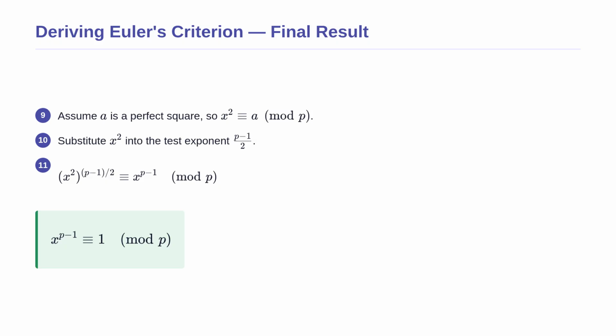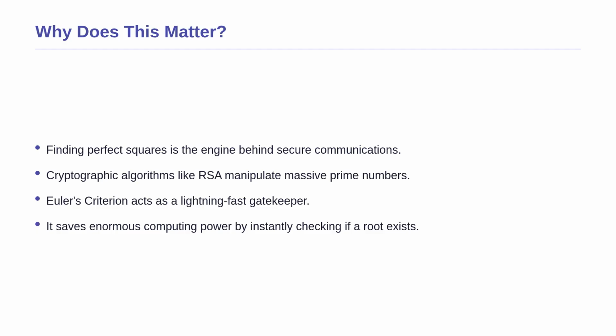According to Fermat's little theorem, any valid integer raised to p minus 1 must equal 1 modulo p. Therefore, we have definitively proven that every true perfect square will always yield a 1 in Euler's criterion, completing our proof. So, we have proven that the criterion holds.